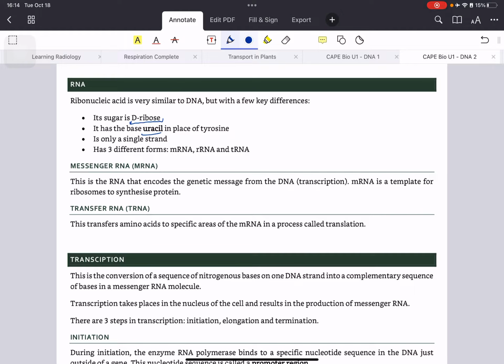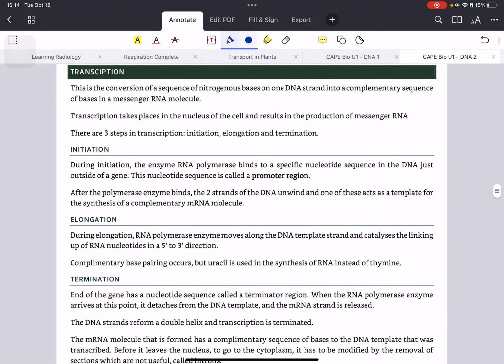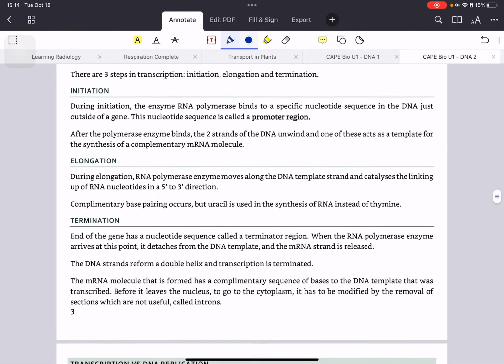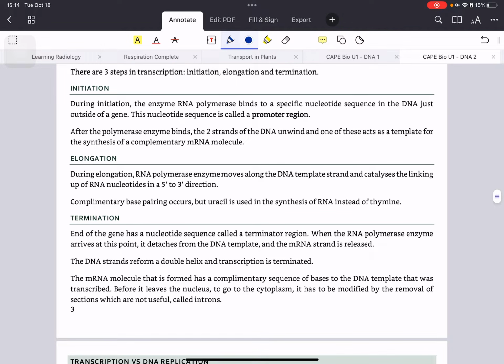So let's take a look at the first main process, which is transcription. This is the conversion of nitrogenous bases on a DNA strand into a complementary RNA strand. It's very similar to DNA replication, and there are 3 stages: initiation, elongation, and termination. I'll show you a picture of how that's done very soon. So let's just go through the 3 main stages.